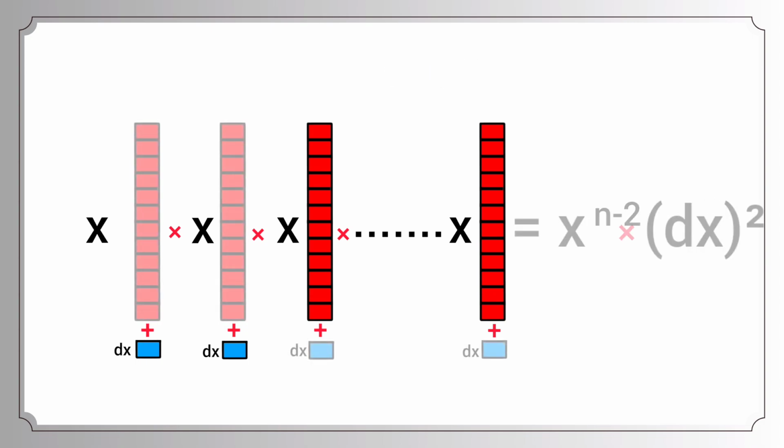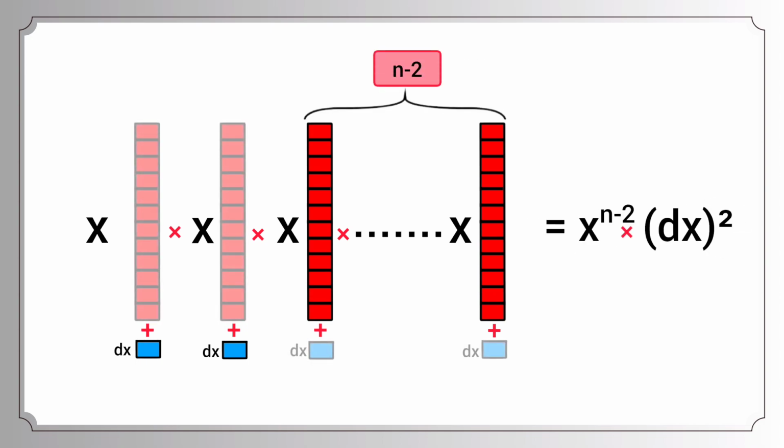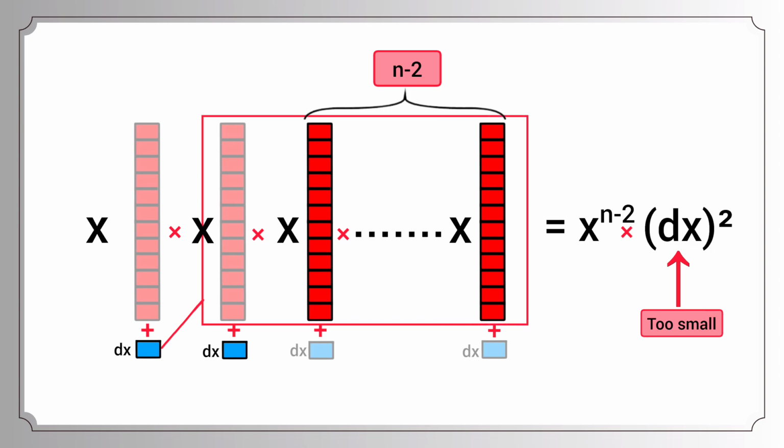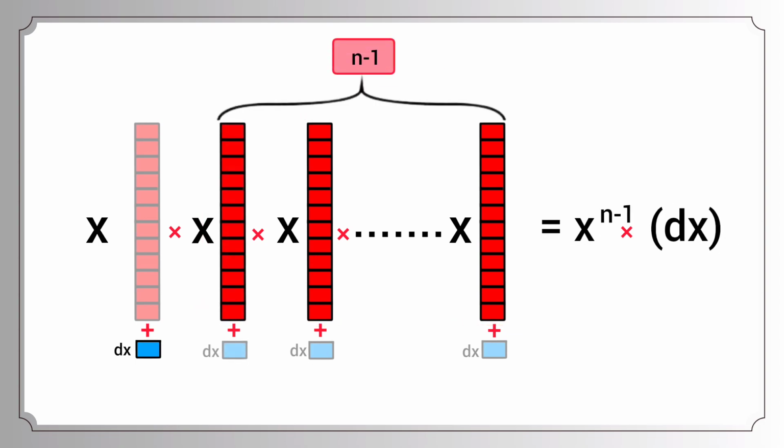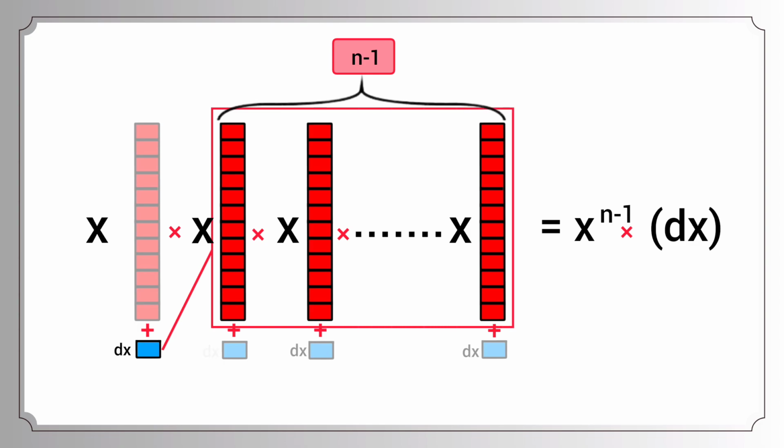To isolate the change, we would need to observe the fact that the changes involving the multiplication of more than one dx will result in values that are too small to be taken into account and can be ignored. So our focus will be on only those terms which involve a single dx multiplication. To get such a term, the only possibility is that once x is multiplied n minus 1 number of times, and then it should be multiplied by dx of the remaining column.